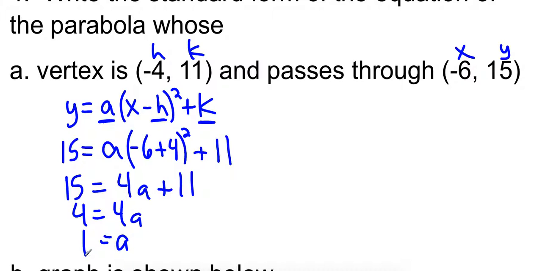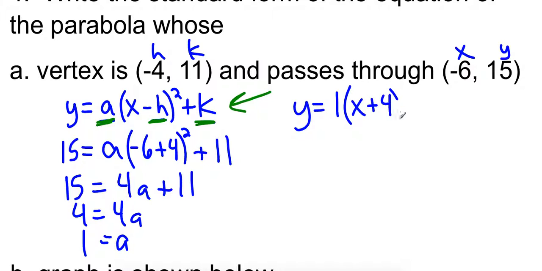So we need to go back to this and fill in our h, k, and a. So our equation is y equals 1. You don't have to write the 1 if you don't want to. X plus 4 squared plus 11. Now you can always verify this. Desmos is a great one to use. Graph your function, check and make sure it has the right vertex, and then plot your point negative 6, 15, and make sure your parabola goes through it.